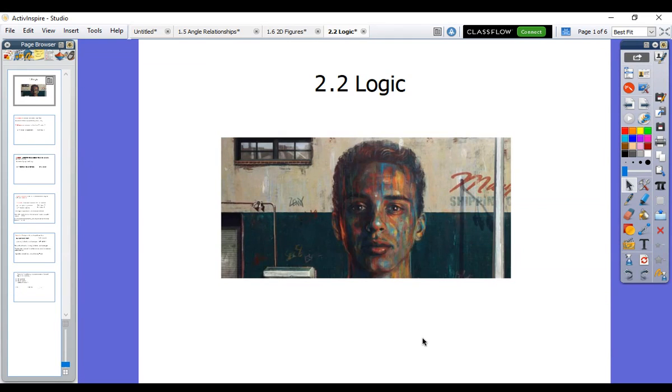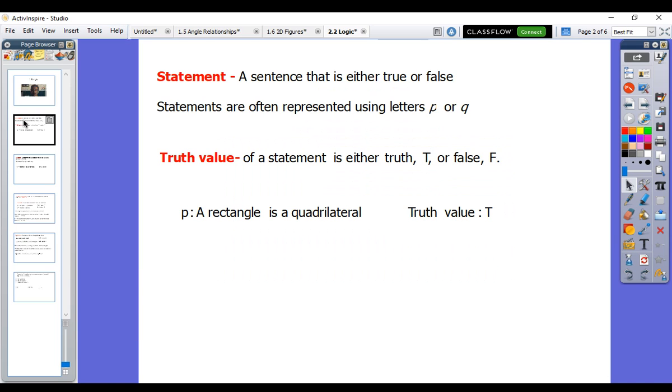Welcome back, y'all. Today we're talking about logic, sadly not the rapper, but logic as far as in math, in geometry. This is where we get into another part of doing reasoning, deductive and inductive reasoning.